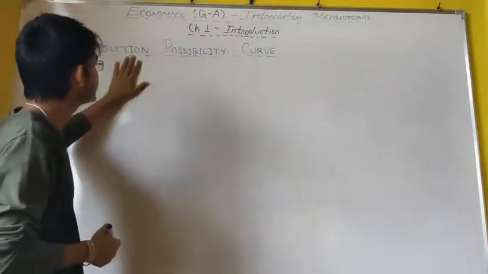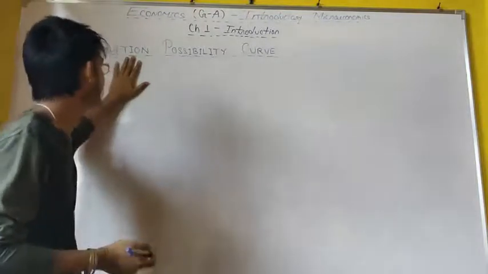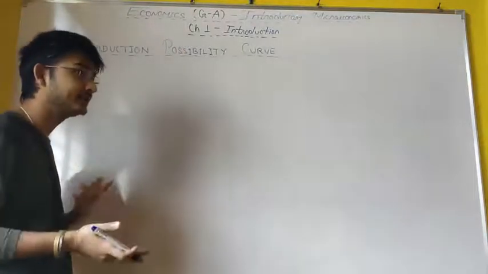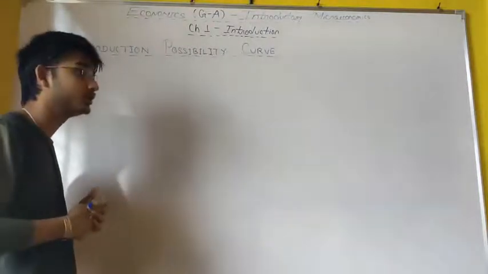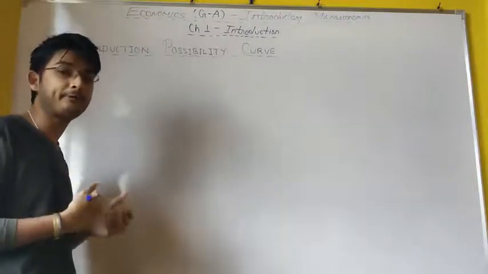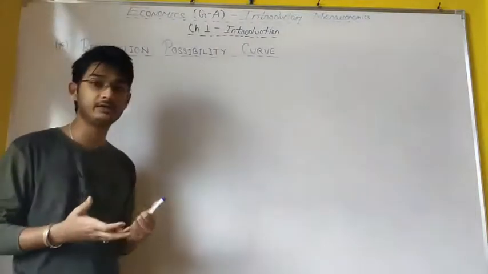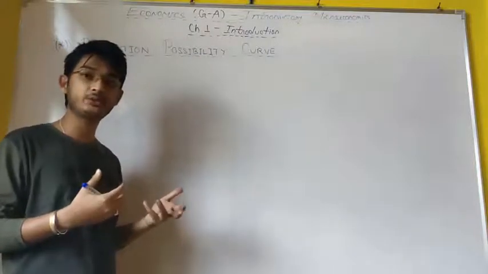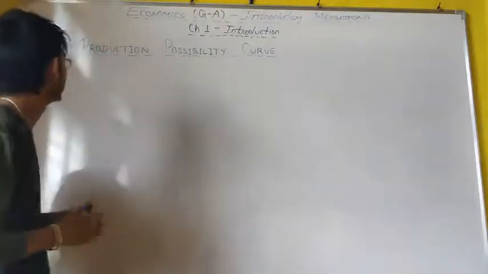The name production possibility curve is already suggesting what it could be. It is a curve, true, but what is the curve? In a very simple way, I can define it as a curve that shows all those production possibilities that we can do with the help of given resources and technology. That means it shows all possible combinations of goods and services that we can produce with given resources and technology.